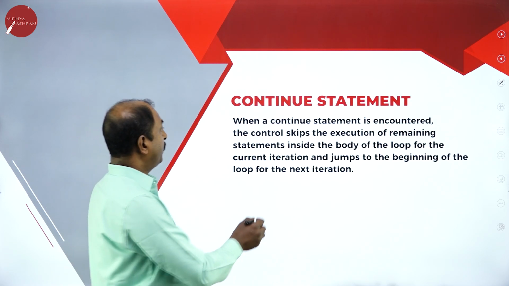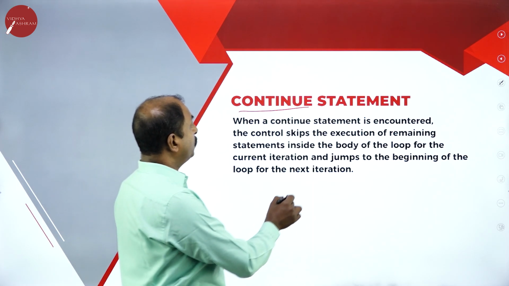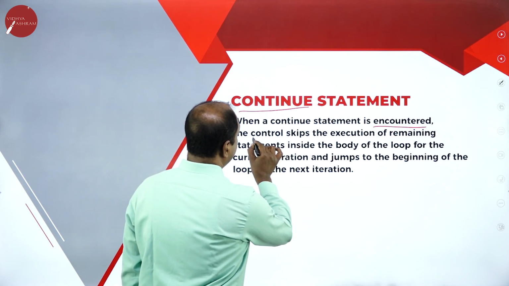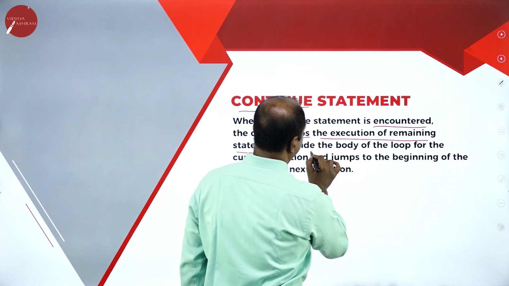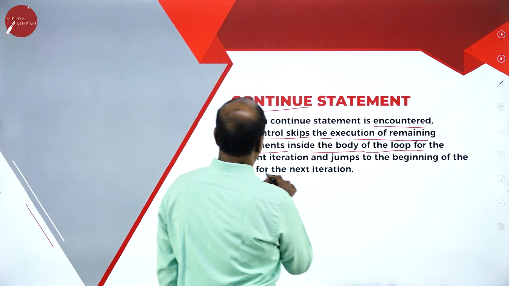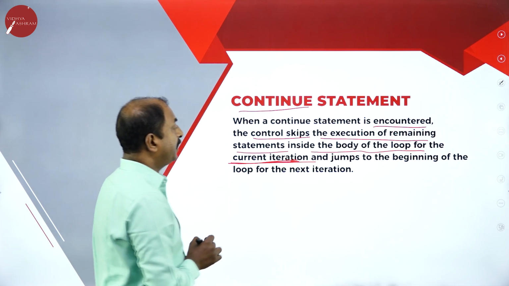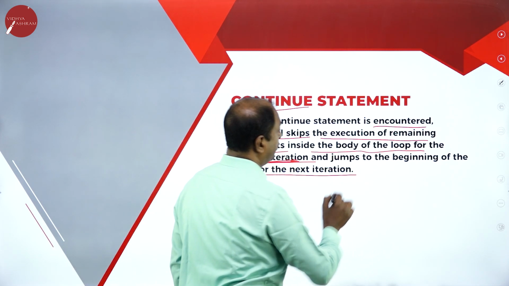Now let us see the definition of continue statement. When a continue statement is encountered or executed, the control skips the execution of the remaining statements inside the body of the loop for the current iteration only, and jumps to the beginning of the loop for the next iteration.